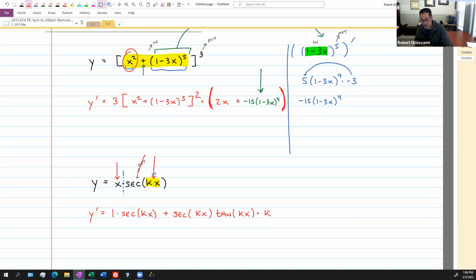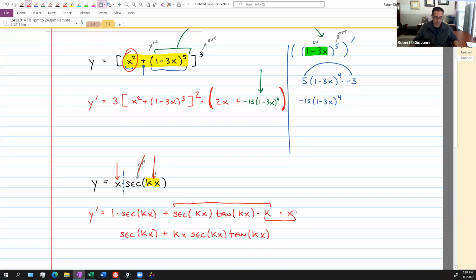And then I have to finish off the product rule. Remember, it's derivative of the first times the second plus derivative of the second. This is the derivative of the second. I've finished there, times the first. So I guess you could write this as secant kx plus kx secant kx tangent kx. All I did there was just bring the kx out front. Does that help?